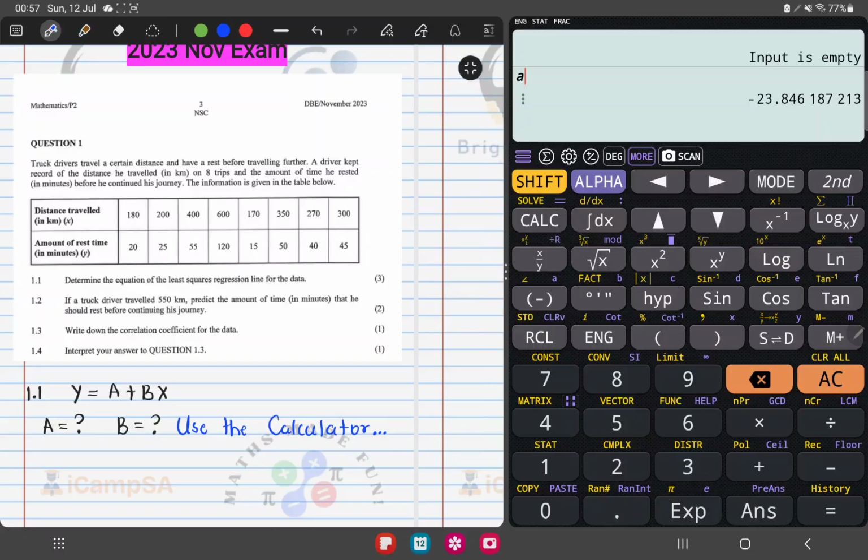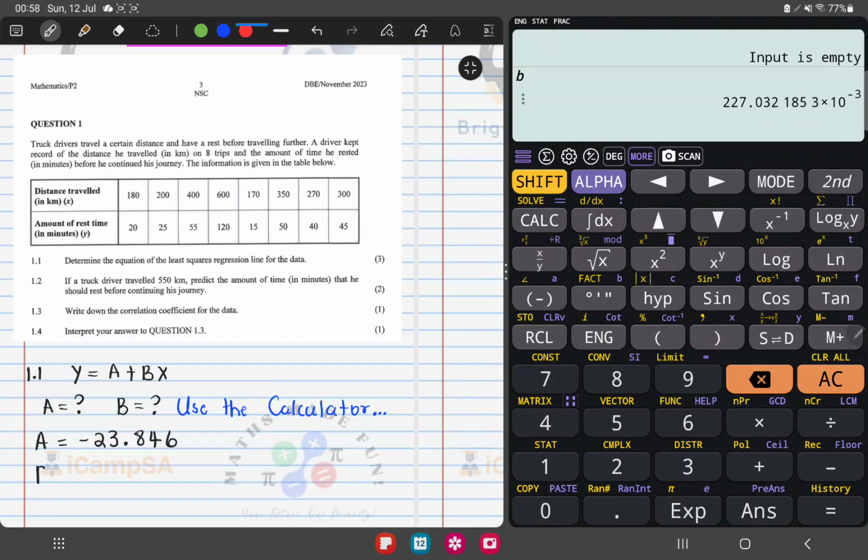So the value for A, we're getting an A value of minus 23.85. Okay, and then, let me make it 3 decimal places rather. So we're getting minus 23.846. Okay, then let's go for B. So there's our B. If you look carefully, for B we end up having 0.227.